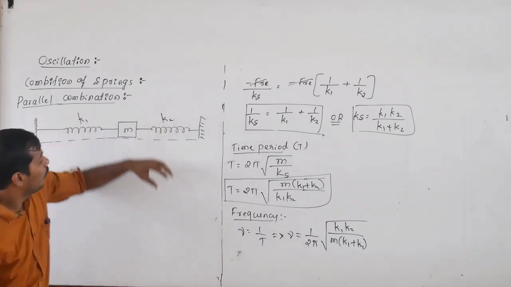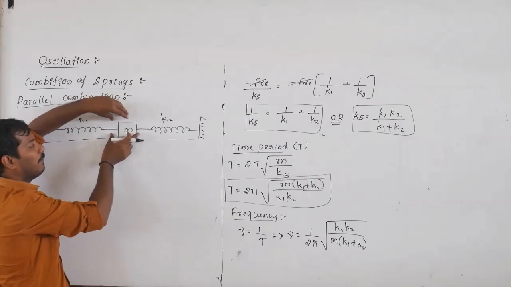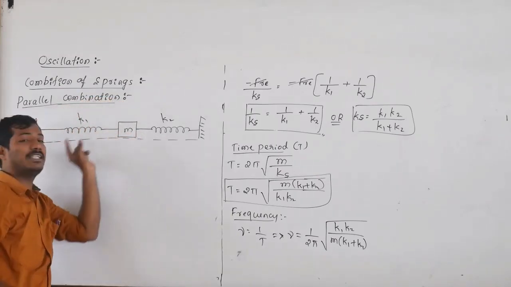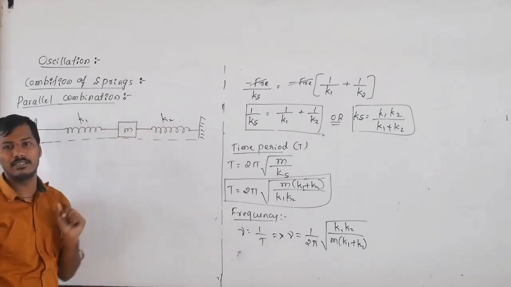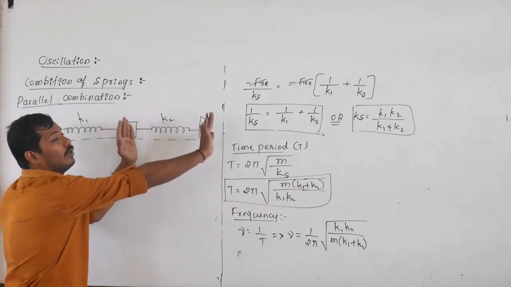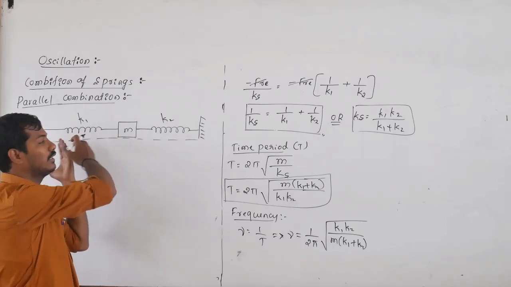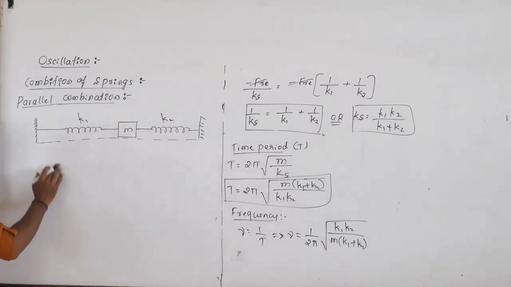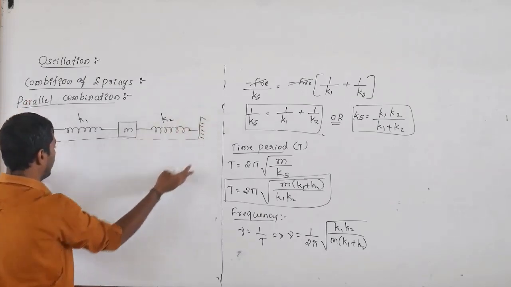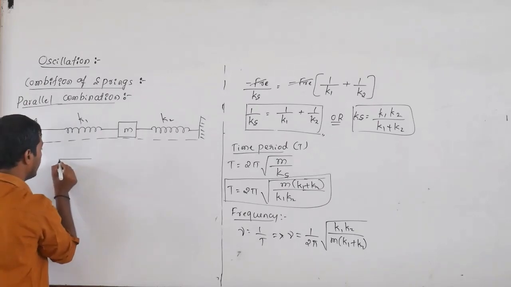It means when you apply a certain force on this mass, both springs start to elongate or compress continuously. If you apply some force here, it gets elongated, it gets compressed, and it gets elongated and compressed like this continuously. This is also a rigid support, this is a rigid support. When you connect it like this, what happened? This is a rigid support.